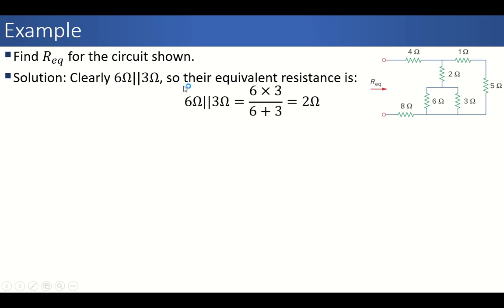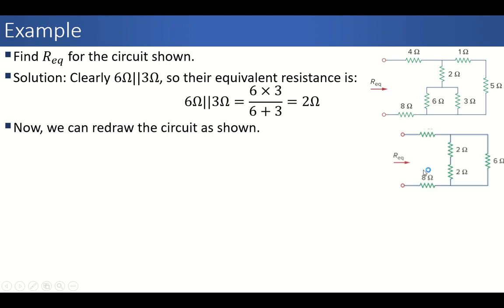resistances. We know that when two resistances are in parallel, their equivalent is simply the product of their resistances divided by the sum. So 6 ohm in parallel with 3 ohm will be 6 into 3 divided by 6 plus 3. This will be 18 divided by 9, so this will be 2 ohm. This means that we can simply replace the 3 ohm and 6 ohm in parallel with a single resistance of 2 ohm. Now we can redraw the circuit as shown.